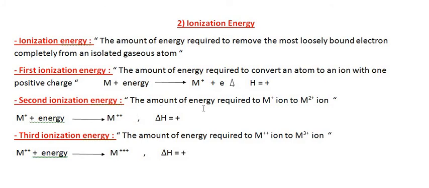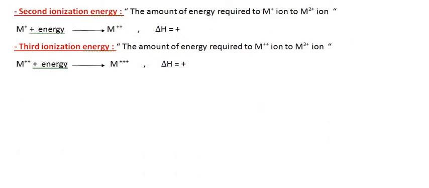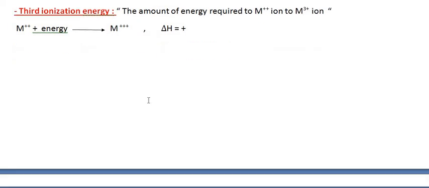Second ionization energy is the amount of energy required to remove another electron, the second electron, or to convert the first ion to the second ion, M+ to M++. This is called the second ionization energy, and so on. You can also remove the third electron, the third ionization energy, which is the energy required to convert M++ to M+++.